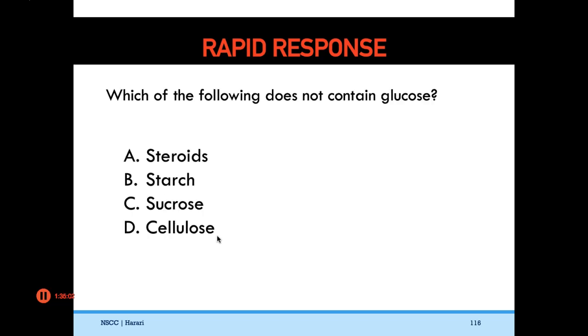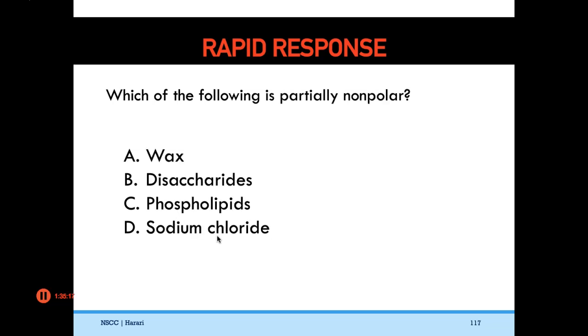Which of the following does not contain glucose of these four? So you can pause here. And the answer is A, steroids is a lipid. Whereas starch, sucrose, and cellulose all contain glucose. Which of the following is partially nonpolar? The answer is, you can pause here. The answer is C, phospholipids, right? Wax is fully nonpolar. Disaccharides and sodium chloride are polar.